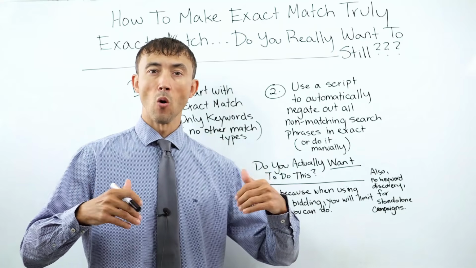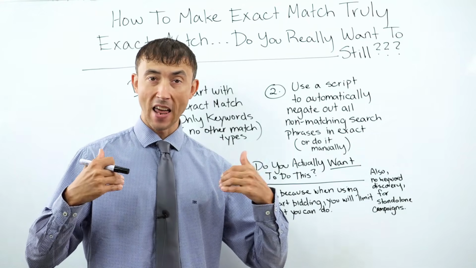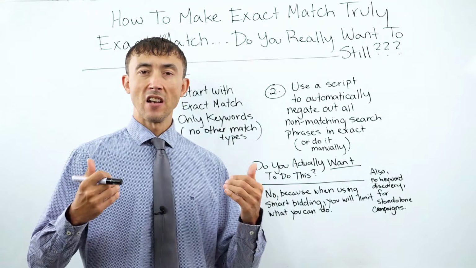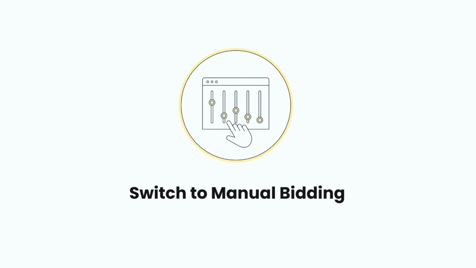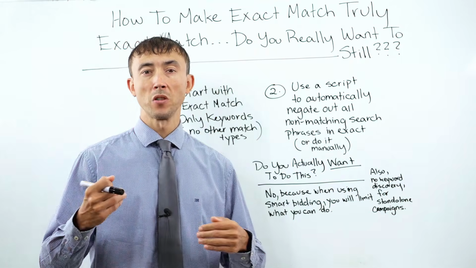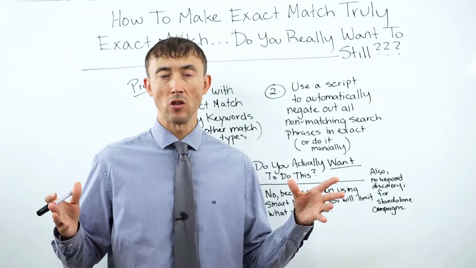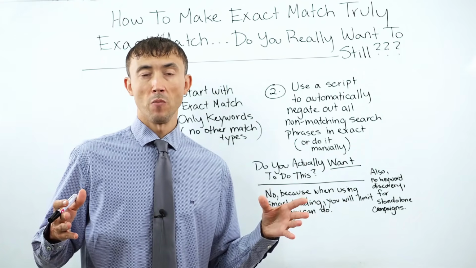That said, going back to the original point of wanting to only show up for the exact keywords that you have added, you would have them in exact match, and you would also want to switch to manual bidding, because smart bidding is more likely to get you to show up for off-branch terms, so that'll help.